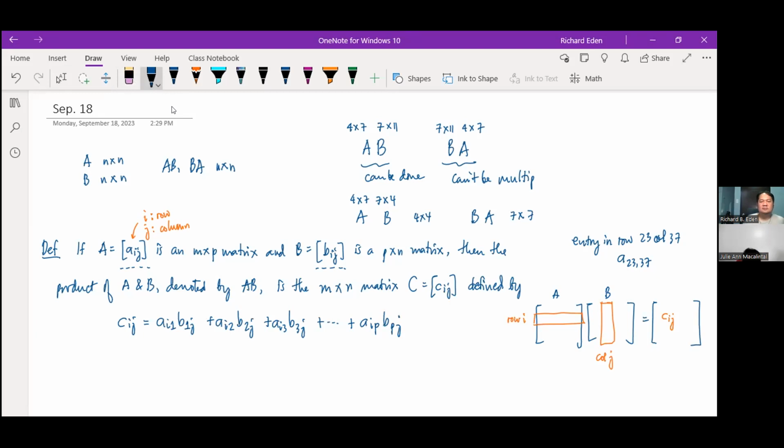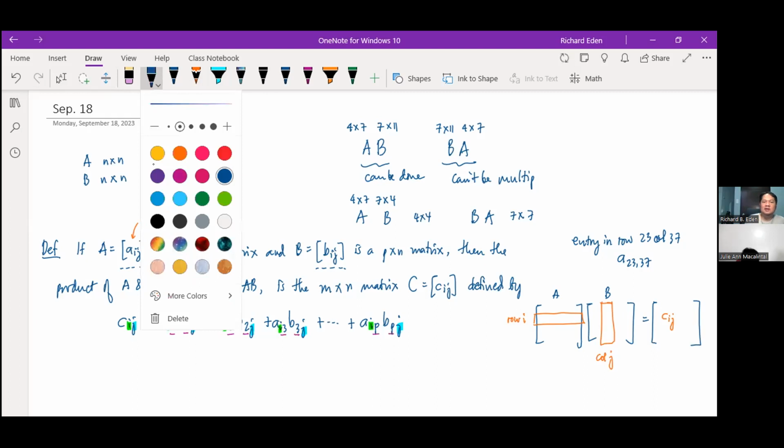So this goes all the way to B sub PJ. We observe that in this summation, the specific I appears in every term, because it is row I of matrix A, and the J is the subscript for column J of matrix B. If you look at the terms in the sum, you see I and J there, but they vary in a particular subscript, which runs from 1, 2, 3, all the way to P.